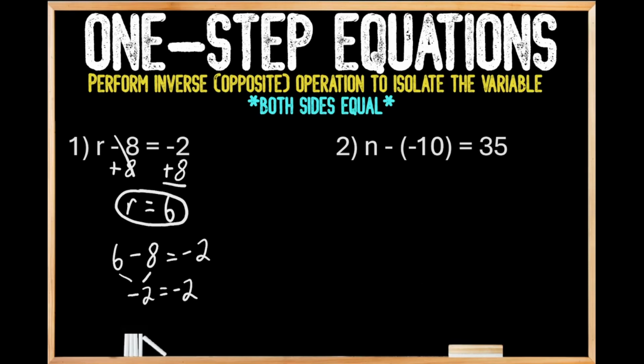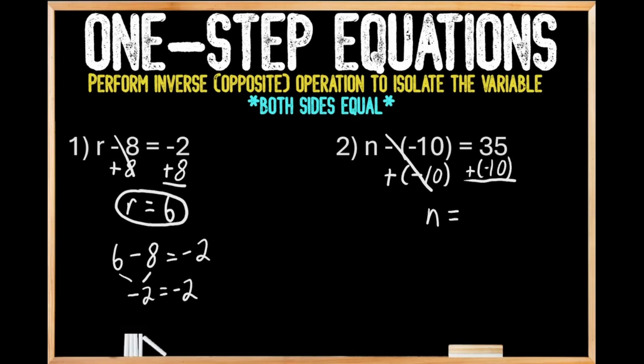So on the left-hand side, we're also going to be adding negative 10, and then we need to make sure that we keep both sides equal. So on the right-hand side of this problem as well, we're also going to be adding by negative 10. Starting out with the left-hand side here, subtracting negative 10 and adding negative 10 cancel each other out. So now our variable of n is isolated.